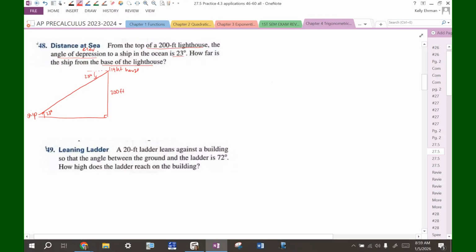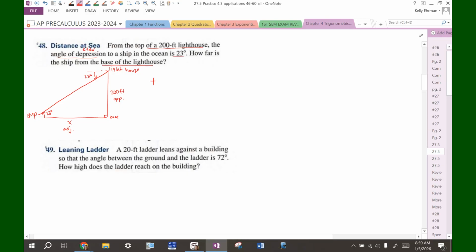How far is the ship from the base of the lighthouse? So here's the base or bottom of the lighthouse. So let's just put an X right there. That's our missing distance. We have opposite and adjacent. I think I said this in the notes. We're going to use tangent a lot because it's usually pretty easy to measure horizontal and vertical distances, or to at least have that information.